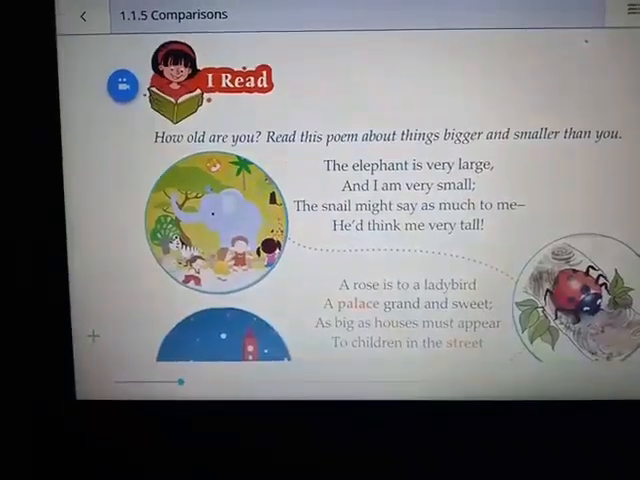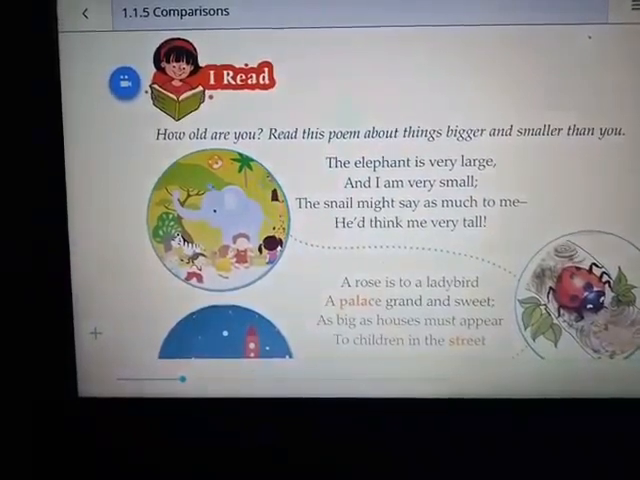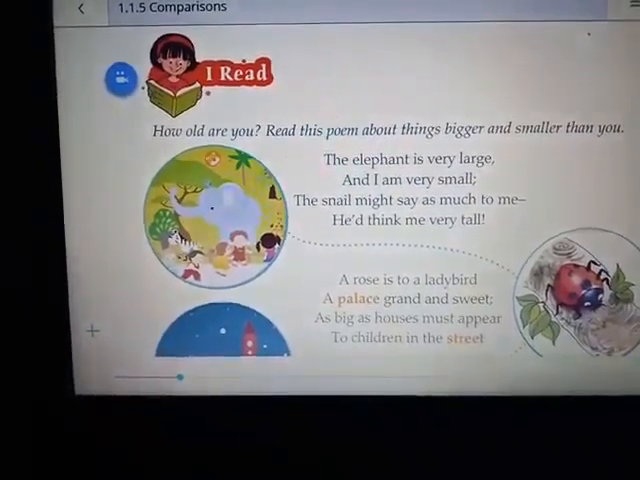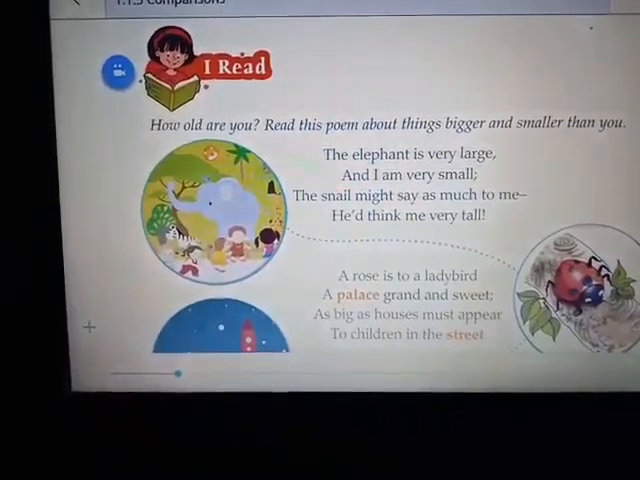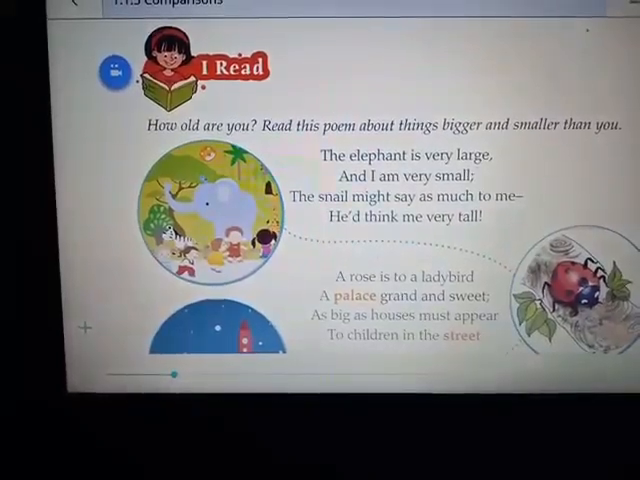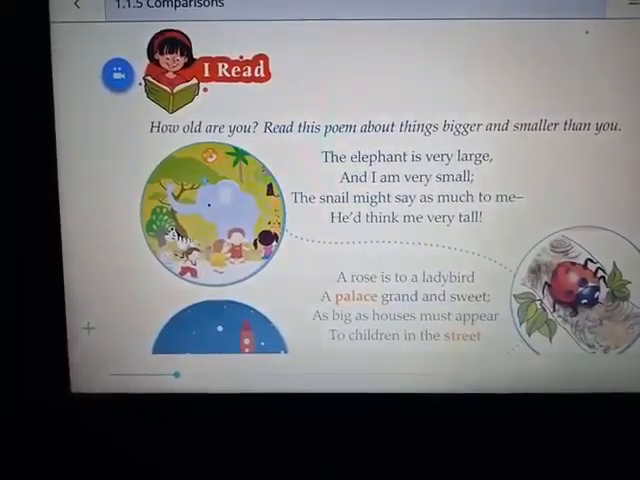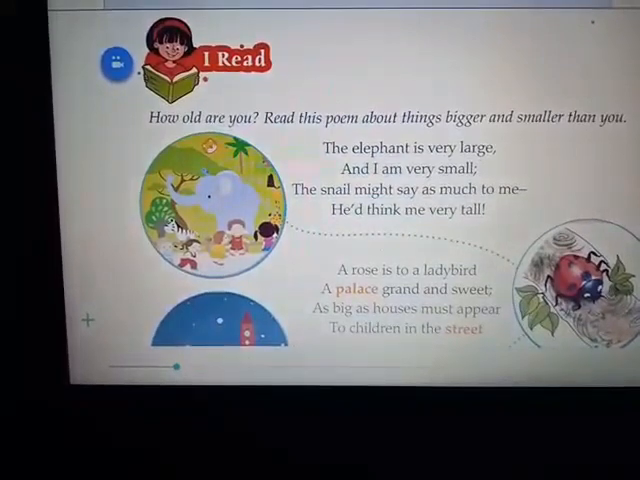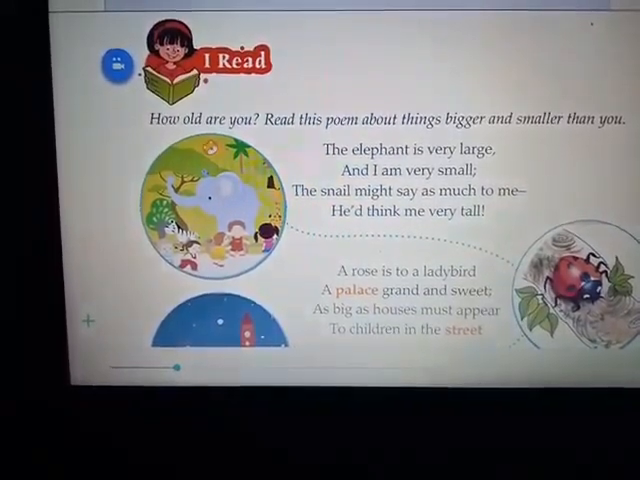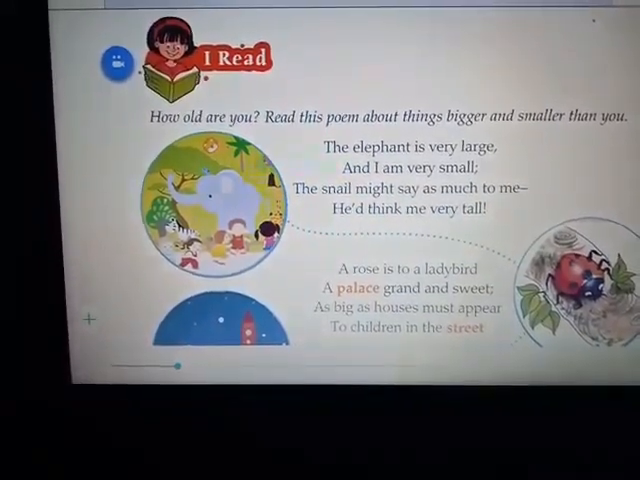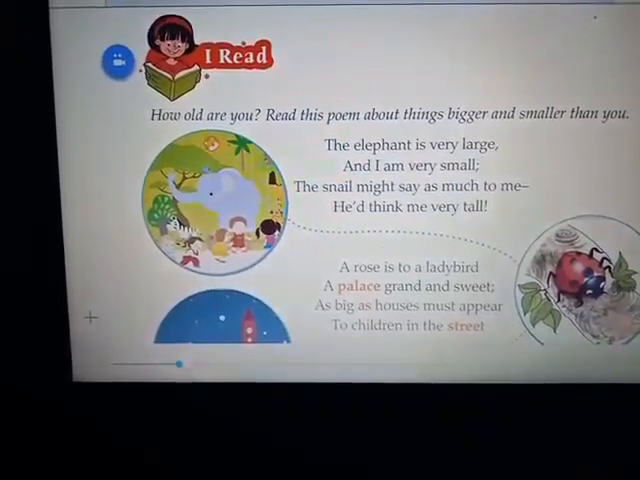So kids, today again I am going to read the poem in front of you. Try to read the poem. The elephant is very large and I am very small. The snail might say as much to me. He would think me very tall.